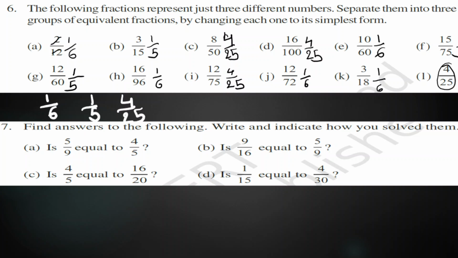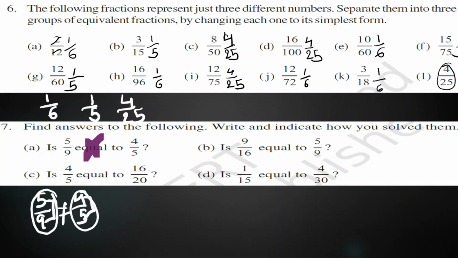Find the answers to the following and indicate how you solved them. Here, is 5 by 9 equal to 4 by 5? See, these two are in their simplest form because they don't contain any common factors other than 1 and itself. Here 5 by 9 is in its simplest form and 4 by 5 is in its simplest form. So these are entirely different fractions, so these are not equal fractions.